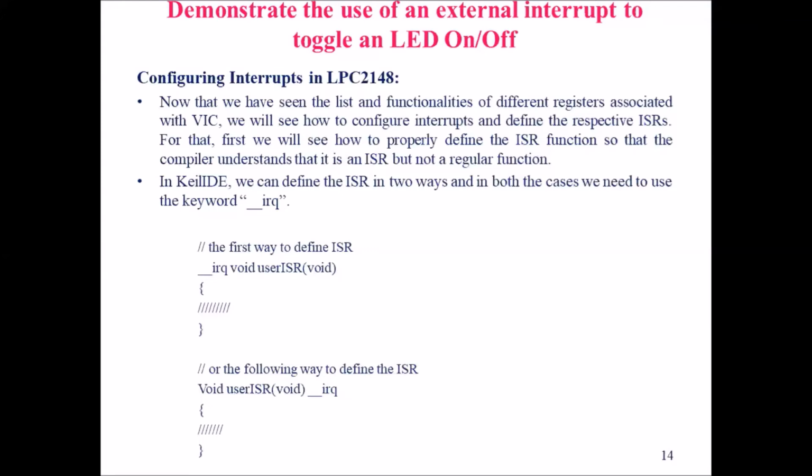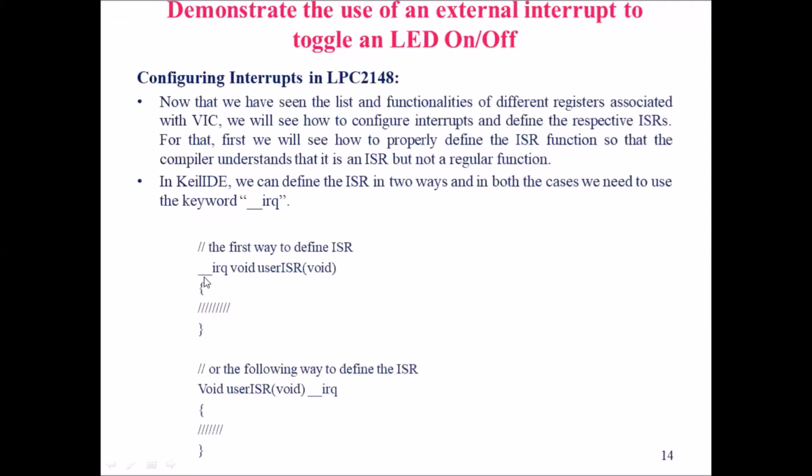Basically, it is used to define the interrupt service routine, which means that if you add double underscore IRQ to any user defined function, then the compiler will treat that function as the interrupt service routine, and immediate attention will be given to that user defined function. As I told, there are two ways. Let's see the first way to define ISR.